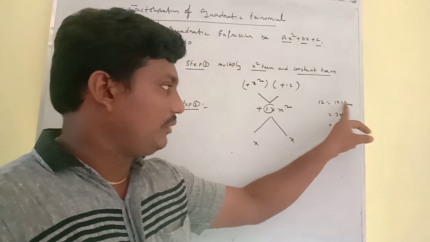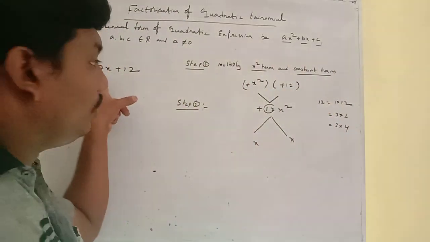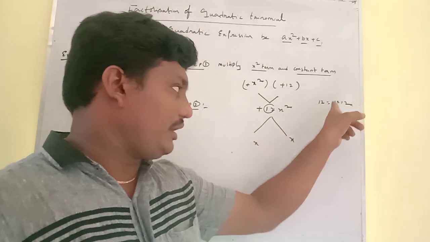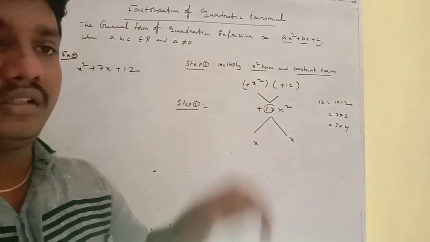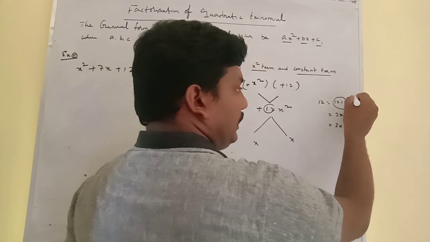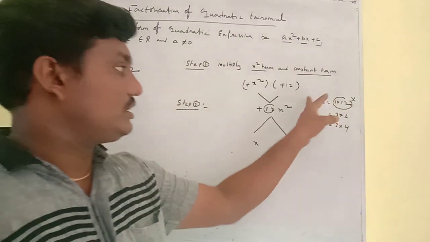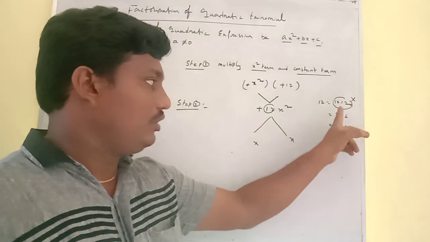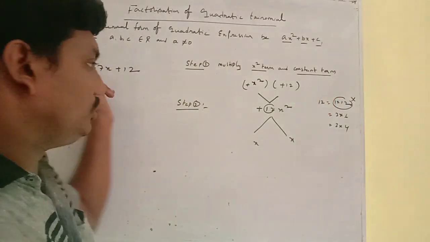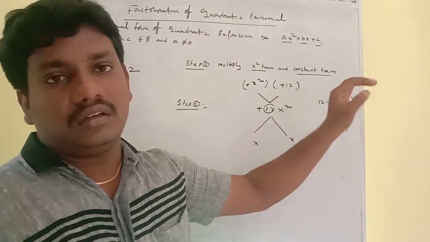1 into 12 means 1 plus 12 is 13. If 13 is there, no, that's why it is not correct. Then 12 minus 1 is 11. 11 is there, that is not correct. That means this pair we should not consider. Now 2 into 6 is 12. Now this pair we have to check. 2 plus 6 is 8. Here 8 is not possible, right? 8 is not there, that's why it is not considered.